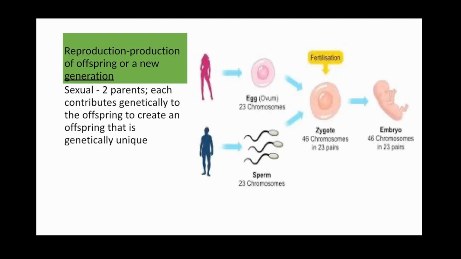So reproduction is another quality of a living thing. So this would be the production of a new generation, producing offspring. So there's two types of reproduction. We have sexual and asexual.